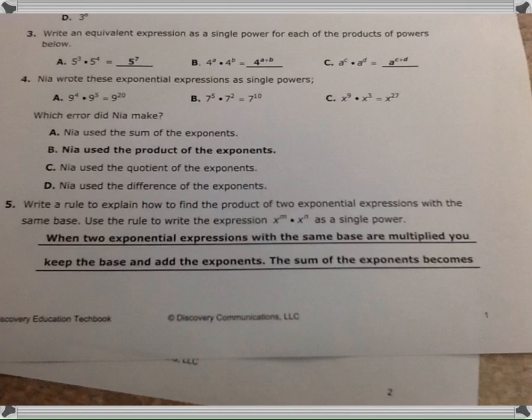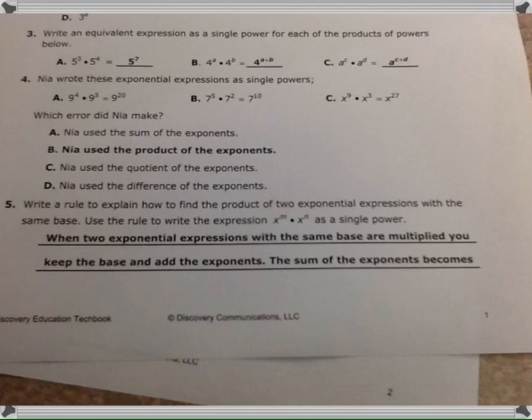The next question asks us to write an equivalent expression as a single power for each of the products of powers below. So the first one is 5 to the power of 3 times 5 to the power of 4. And we can use what we previously stated, how when the bases are the same, you can add the two exponents together to get their multiplied answer. So 3 plus 4 is equal to 7, so we get 5 to the power of 7.